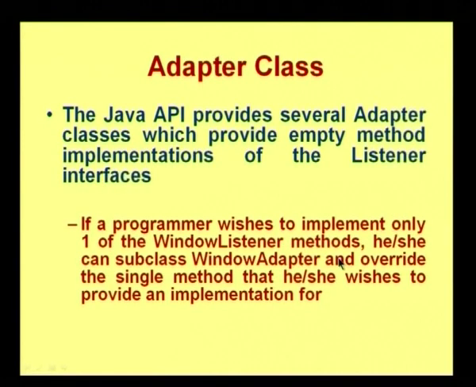So, if a programmer wishes to implement only one of the window listener methods, he or she can subclass the window adapter and override the single method that he or she wishes to provide an implementation for. For example, if I have n methods and I want to code only for windowIconified, I can inherit the adapter class, use its windowIconified method, and override it.